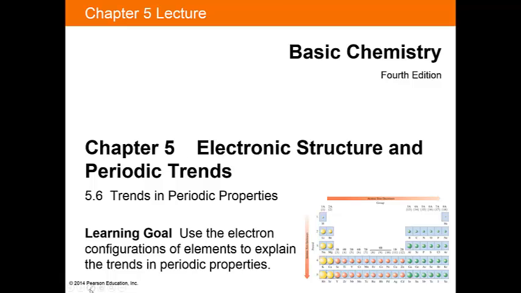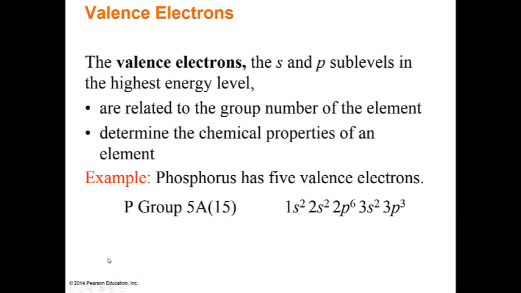All right, so we're going to finish up with 5-6 trends in periodic properties. So we'll use the electron configurations of elements to explain the trends in the periodic property. All right, so valence electrons. Valence electrons are those that carry the highest energy level, okay, and they're the things that are really reacted with when we talk about chemical reactions. It is very dependent on the number of valence electrons.